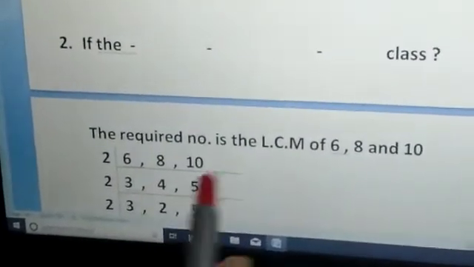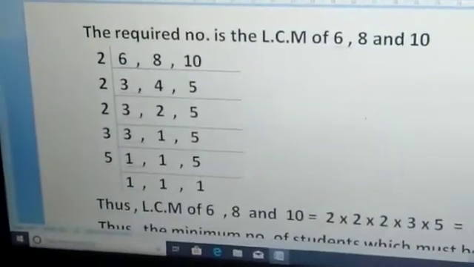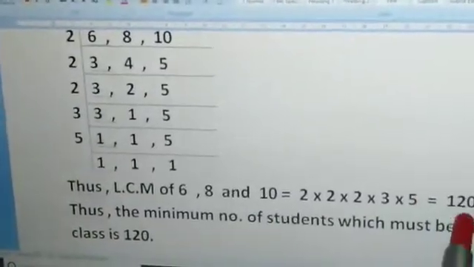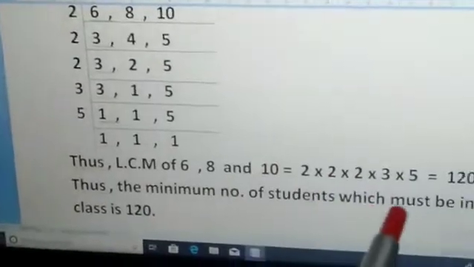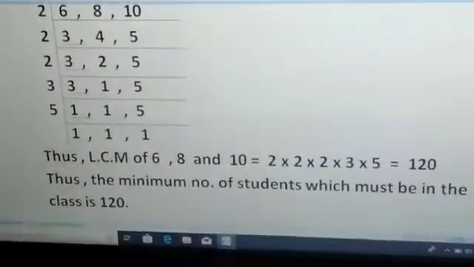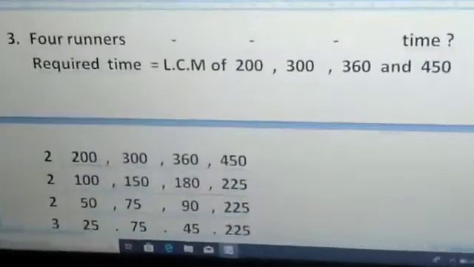So you have to find the LCM of 6, 8 and 10 by the division method or any method you prefer. After finding the LCM, the LCM has come to 120. So the answer statement will be, thus the minimum number of students which must be in the class is 120. That is whatever the LCM came. Coming to the next question, number 3.